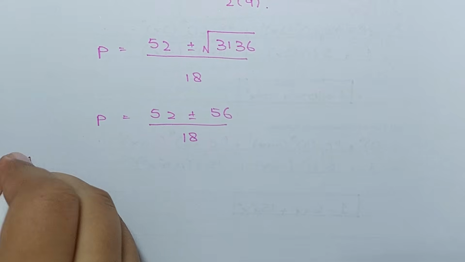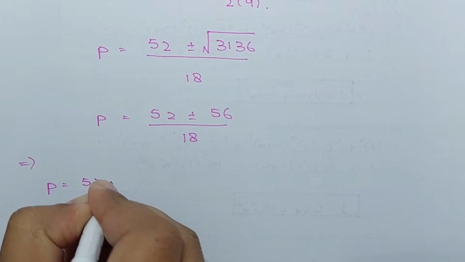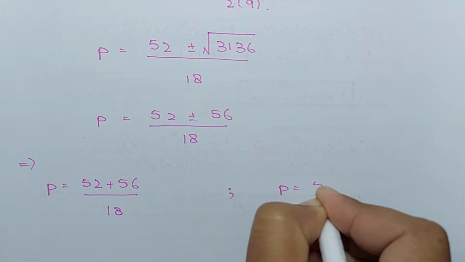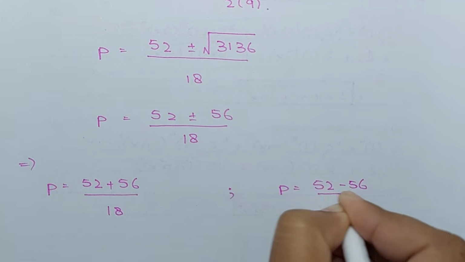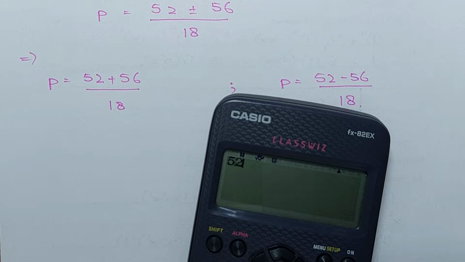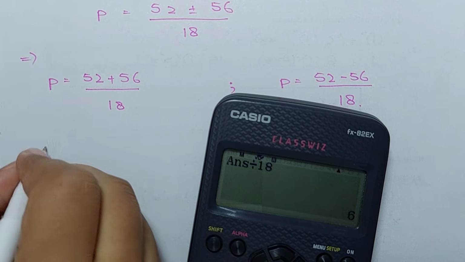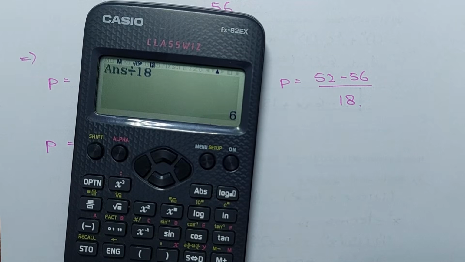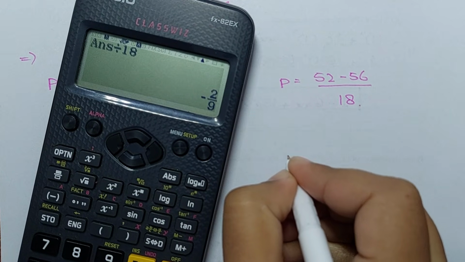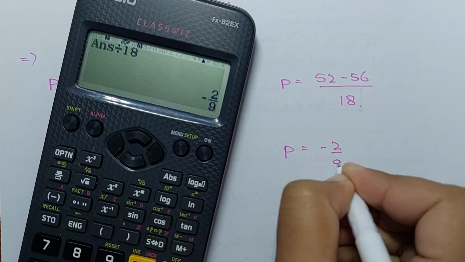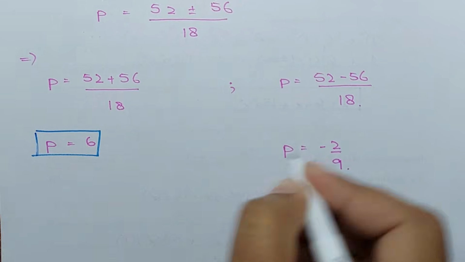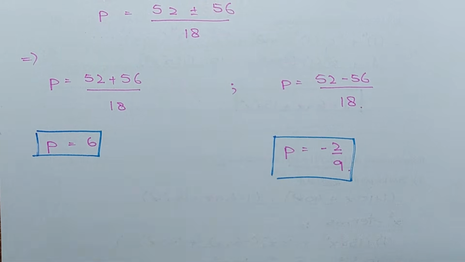Okay, now we have two values for P. P is equal to 52 plus 56 over 18, or P is equal to 52 minus 56 over 18. Now 52 plus 56 divided by 18 is 6. And 52 minus 56 divided by 18 is minus 2 by 9. So these are the two possible values of P. The first value of P is 6 and the second value of P is minus 2 by 9.